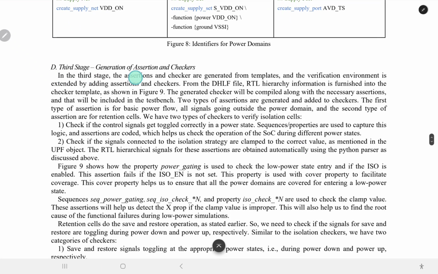In the third stage, the assertion checkers generated from the template verification environment are extended by adding assertions and checkers. From the DHLF file, RTL hierarchy information is furnished into a checker template. As shown in figure 9, the generated checker will be compiled along with the necessary assertions that will be included in the test bench. To test the types of assertions generated and added to the checker, the first type of assertion is for the basic power flow and the signals going outside the power domain, and the second type of assertions are retention cell.